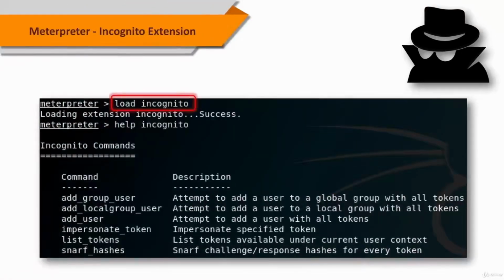So here's Incognito, which was originally a standalone application that allowed you to impersonate user tokens when successfully compromising a system. This was integrated into Metasploit and ultimately into Meterpreter. Tokens are a temporary key that allows you to access the system and network without having to provide credentials each time you access a file. Incognito exploits tokens by replaying that temporary key when asked to authenticate.